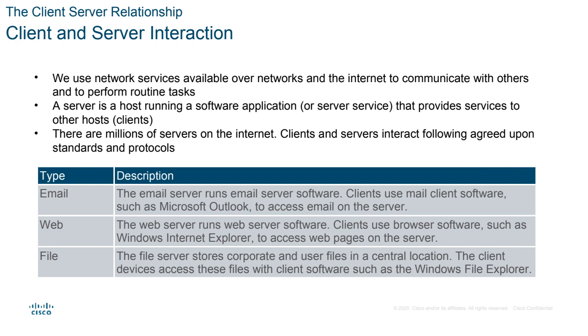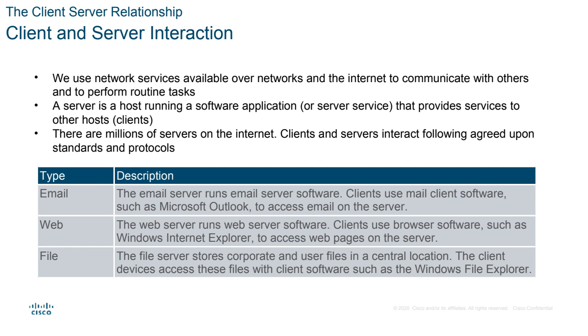Okay, we have studied the difference between peer-to-peer and client-server networks. In the client and server interaction, we use network services to communicate with other computers or other end users, and also to perform the routine tasks of the network. So the server is running applications that the client needs to access, and the server is providing these services to other hosts or clients.